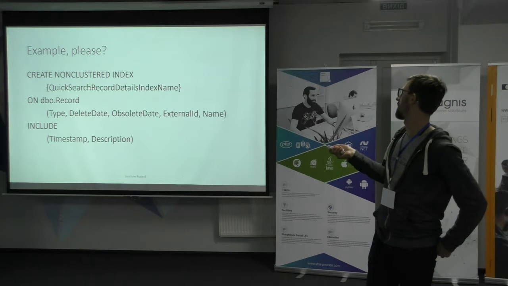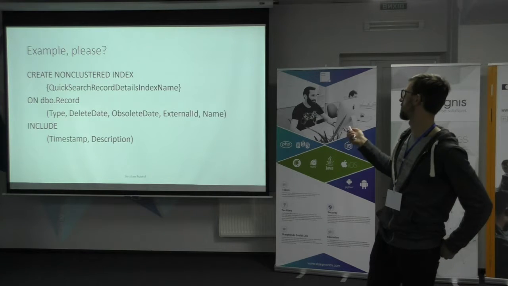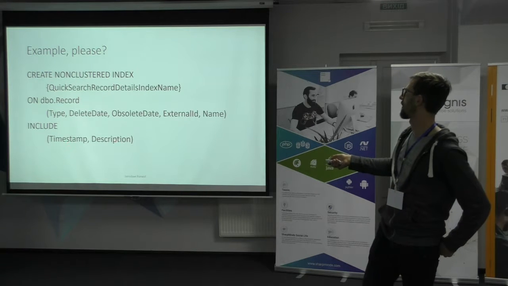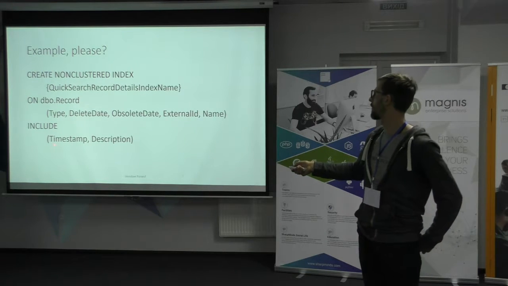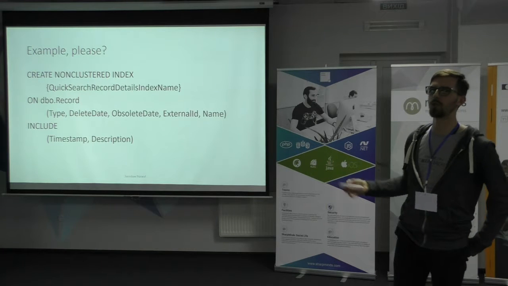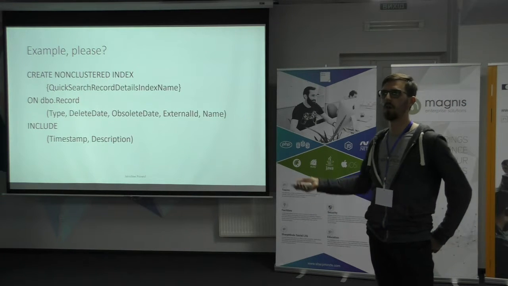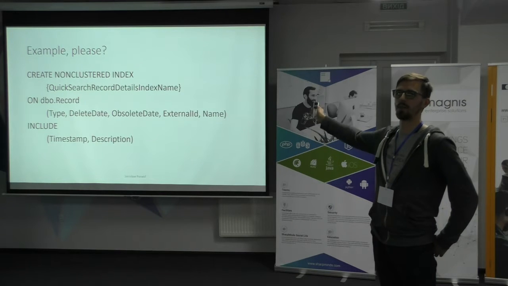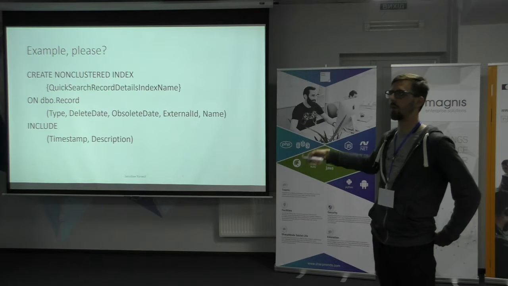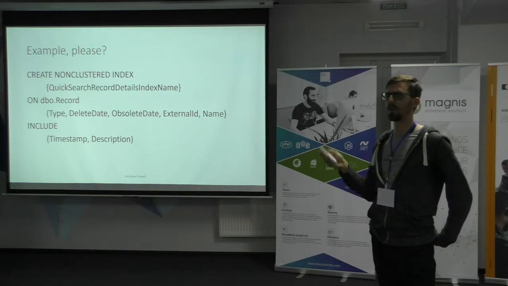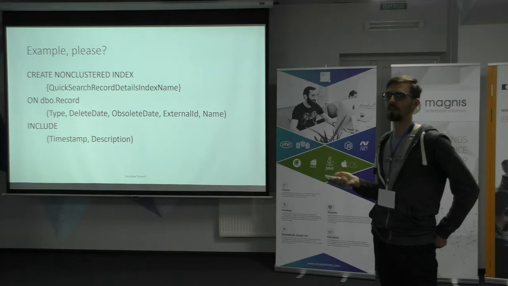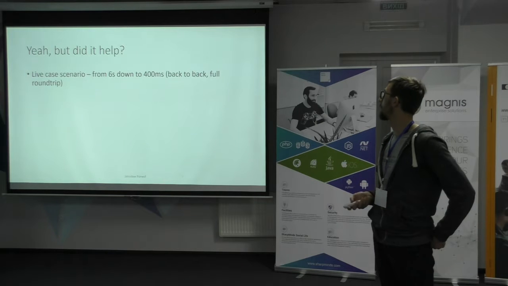Examples. It's easy enough to create an index. So there's create non-clustered index quick search on record time, delete date. Include timestamp and description. So we never want to filter on timestamp or description, but we want to show those values in the search results. This way we include those in the index, and this index is all the data we need. We never have to access anything else. And the databases are super smart about indexes. They will make sure that accessing this index is really fast.